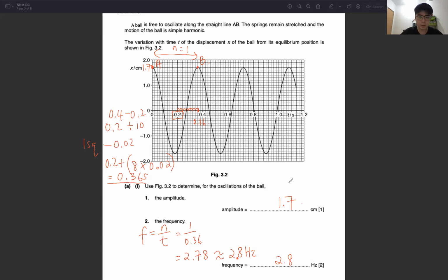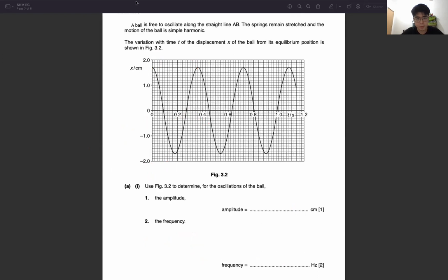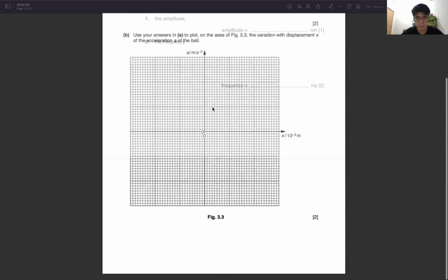At the back, still got 2 more. And usually they'll ask you to draw. Very often they ask you to sketch. Okay, what is the graph of acceleration against displacement? Okay, so we go to the last page.